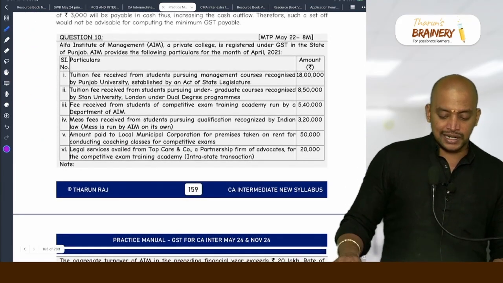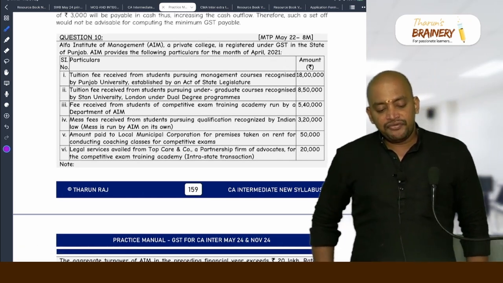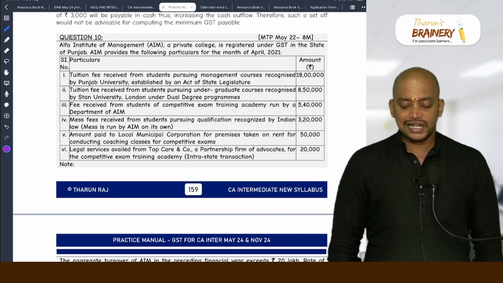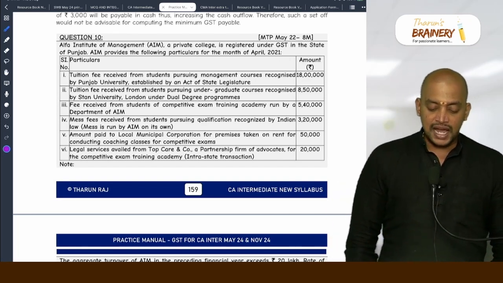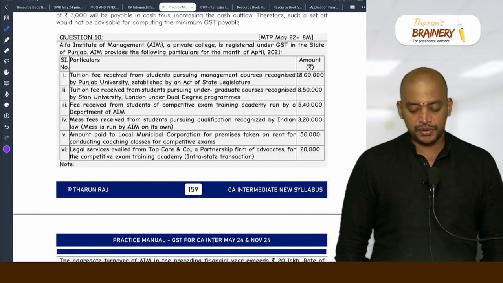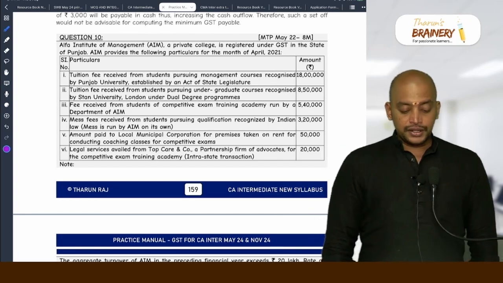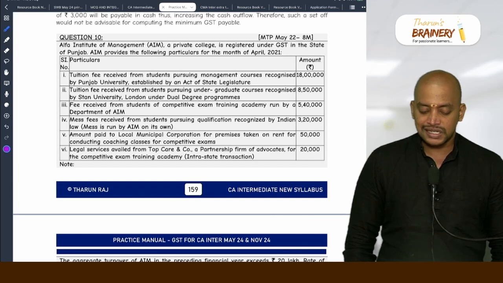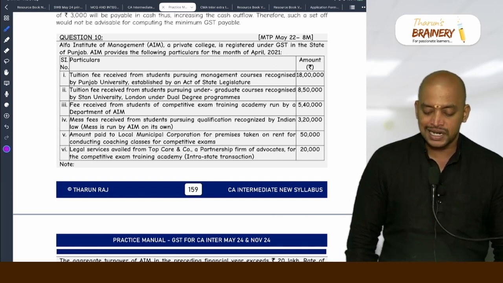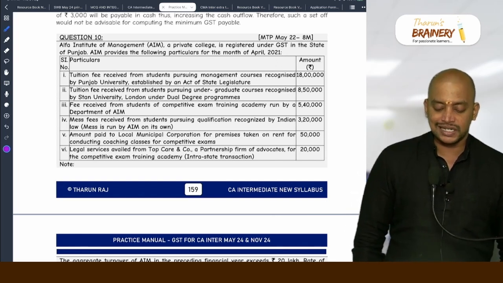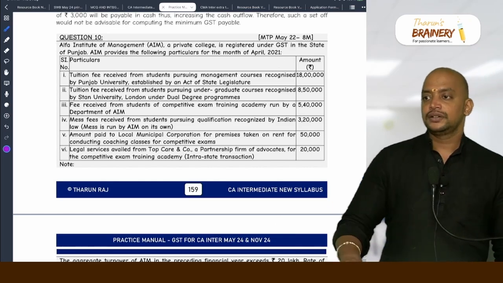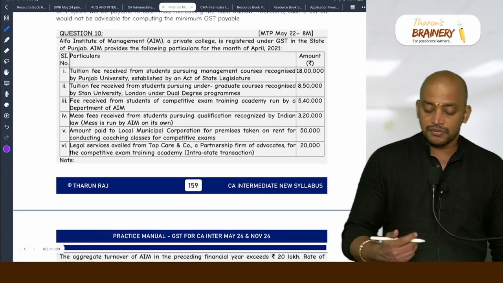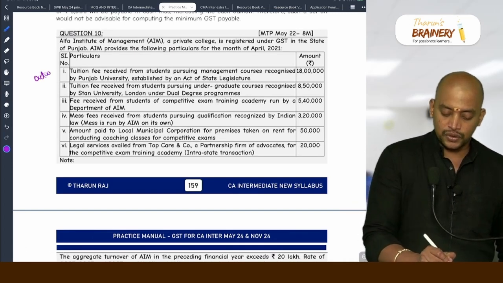Then question number 10. Alpha Institute of Management, a private college, is registered under GST in the state of Punjab, and they provide the following particulars for the month of April 2021. Tuition fee received from students pursuing management courses recognized by Punjab University, established by an act of state legislature. Inward or outward? Tuition fee received means outward.